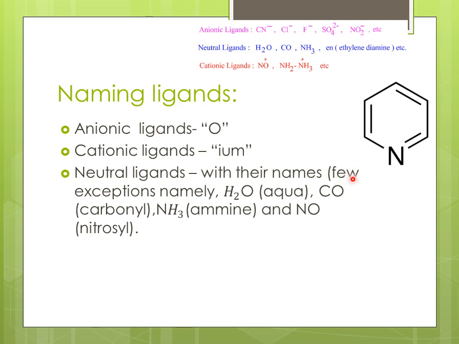But there are a few exceptions. Water is a neutral ligand with no charge, but oxygen has a lone pair of electrons. While naming, we call water aqua. Then CO, carbon monoxide, is named carbonyl. NH3 is a neutral ligand, normally we say ammonia, but here we say amine, A-M-M-I-N-E. And NO, called nitrogen monoxide, is called nitrosyl in this case. So this is the naming of ligands.